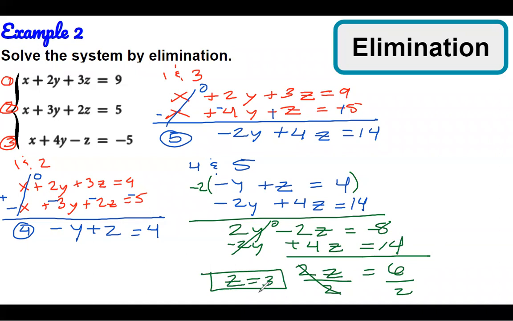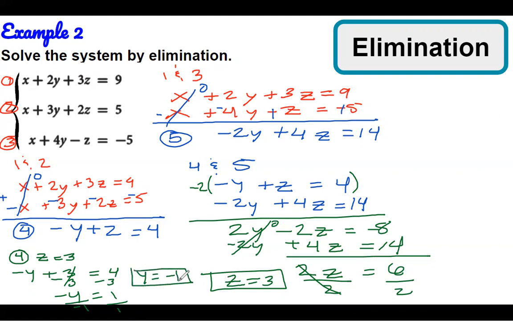All right. Which equation do you guys want to use? 4. All right. So we got 4, and we're going to go ahead and let z equal 3. So we have negative y plus 3 equals 4. It's already a 1, 2 step. Subtract 3. I'm left with negative y equals 1. Divide by negative 1. We're left with y equals negative 1.